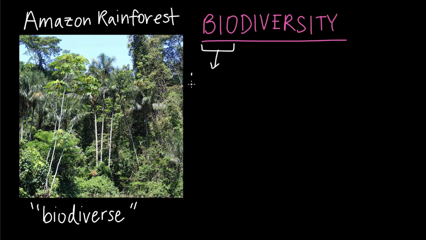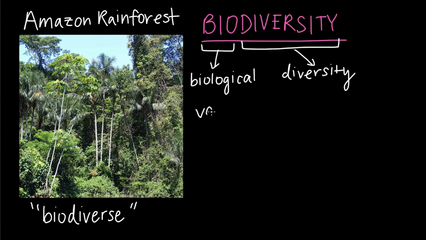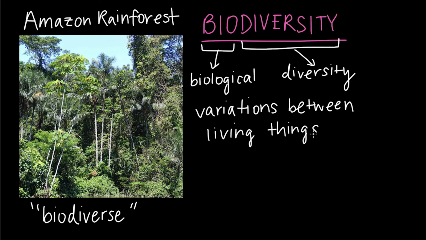Not only is it the single largest rainforest in the entire world, it is home to over 3 million species, and the Amazon rainforest accounts for at least 10% of the world's biodiversity. Now, what do we mean by this word biodiversity? Well, biodiversity, as you might have guessed, comes from two words, biological and diversity. Essentially, it's the variations or diversity present between living beings at all levels, big and small.